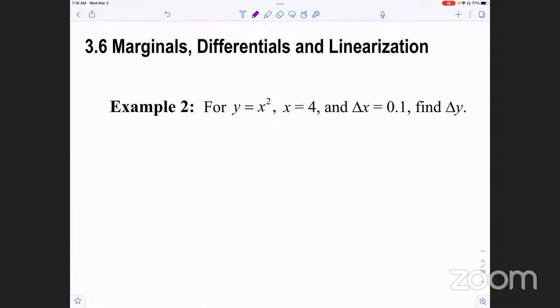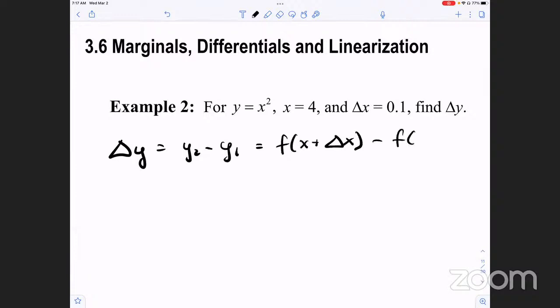y equals this, and this, find delta y, right? The change in y. Let me think about this for a second. Okay, so let's see if that works. So usually, delta y means the change in y. So that's usually y2 minus y1, right? So then our y2, to put it in this terminology, is the same as f of x plus delta x minus f of x, right?